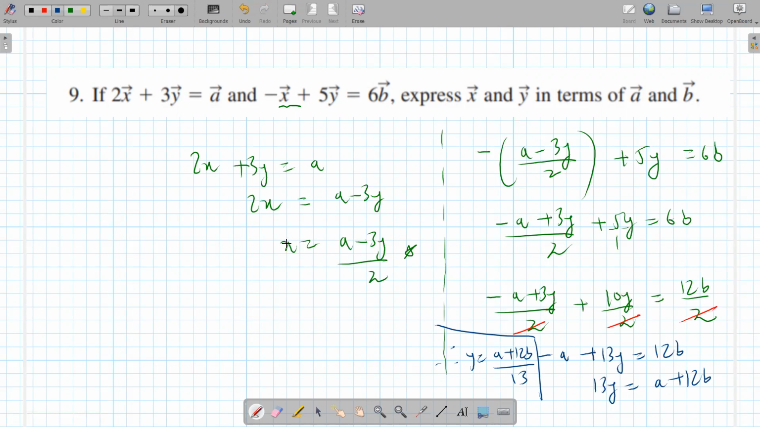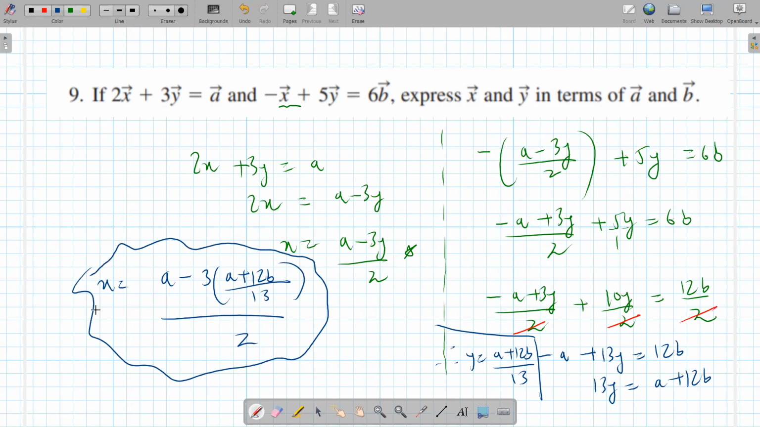Now we're going to find x as well in terms of a and b by replacing this y with this. It's going to get a little messy here. x is going to be a minus 3 times a plus 12b. Actually, do we even have to simplify this? I don't know if we have to, because we've answered the question technically: x in terms of a and b. I'll look for what the answer is for y. Then we can just simplify this. Okay, let me check.